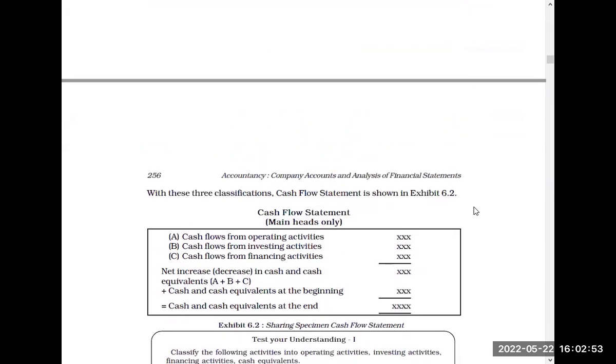Can you connect this with the statement you have taken? Look at this. Cash flow from operating, cash flow from investing, cash flow from financing. Put together is the net increase or decrease in cash. Then adding opening, the result is closing.